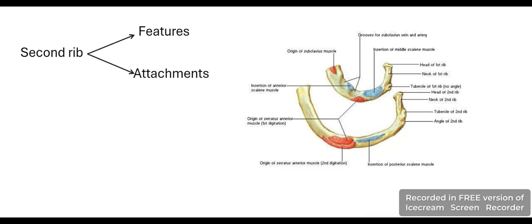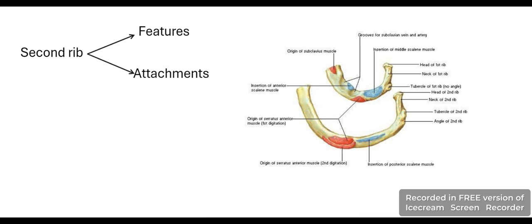Second rib features are, it is lengthy and twice that of the first rib. Now for making a comparison, I have kept both the diagrams here, the first rib and the second rib. See, it is lengthy and it is twice the length of the first rib. The shaft of the second rib is curved like that of the first rib, which is sharply curved. See, it is completely curved. As you will see gradually, the other ribs won't be curved as much as you have seen in the first rib and the second rib.